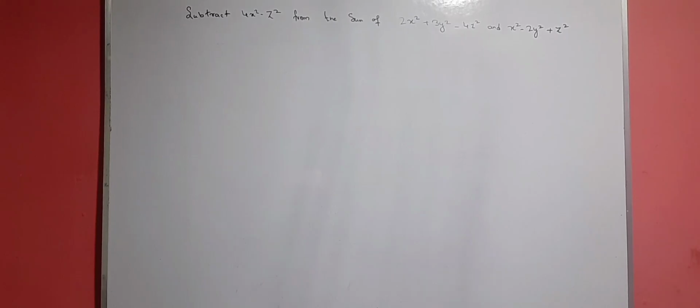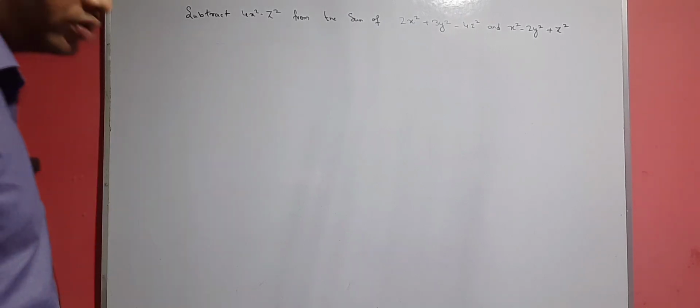So the next question is: subtract 4x square minus z square from the sum of 2x square plus 3y square minus 4z square and x square minus 2y square plus z square. Okay, this is the question. I wrote it a bit too high up, but no problem, I'll get space to do the sum.